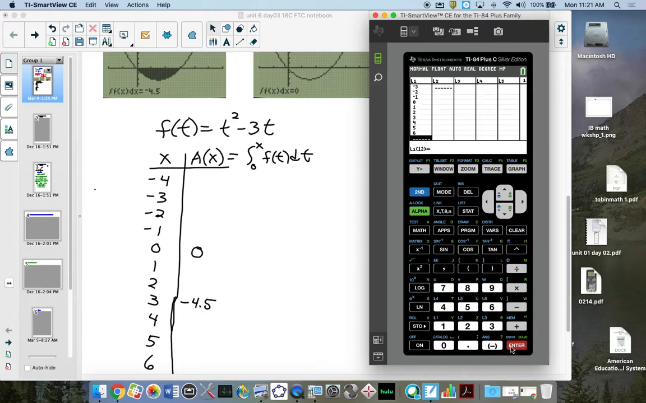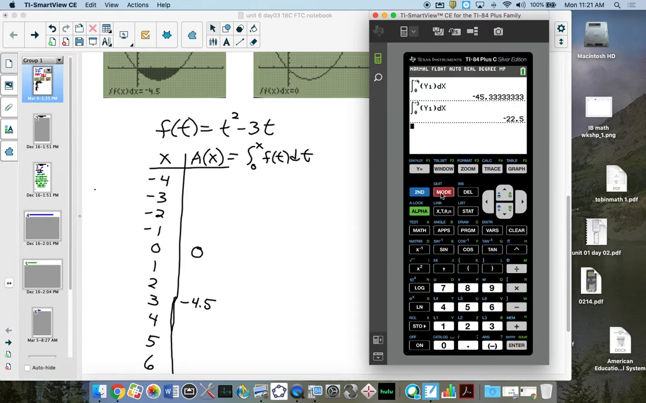Okay, so there's all the x values. And now I'm just going to press second enter, and I'm going to back up and change the upper limit of my integral. This time we'll do negative 3. We get negative 22.5. We go into Stat, Edit, go down there and put the answer into that spot.